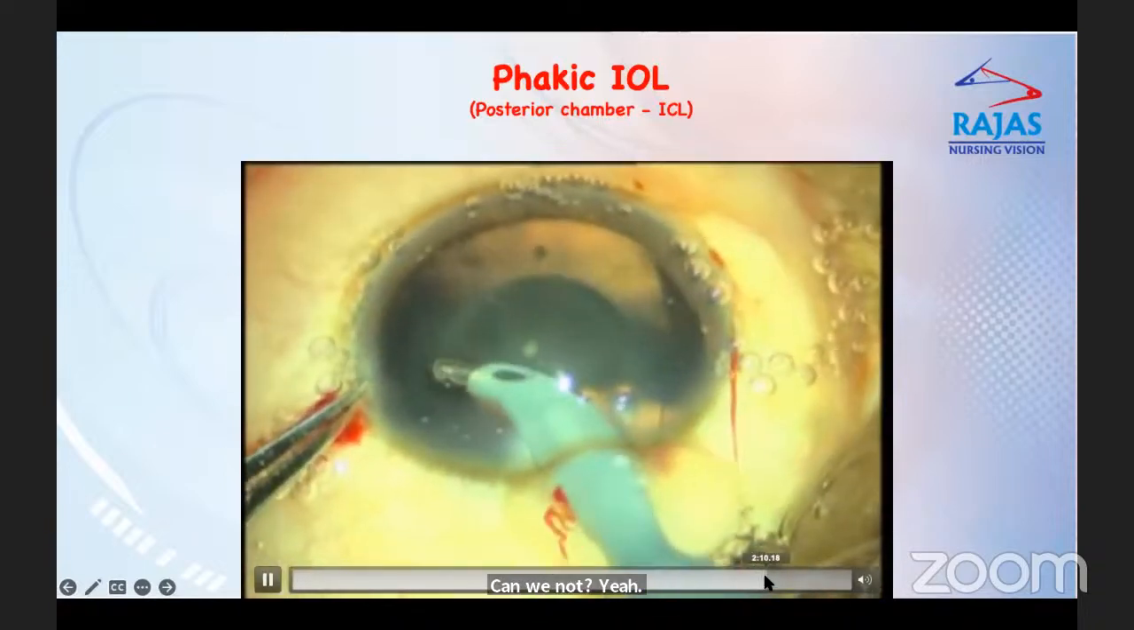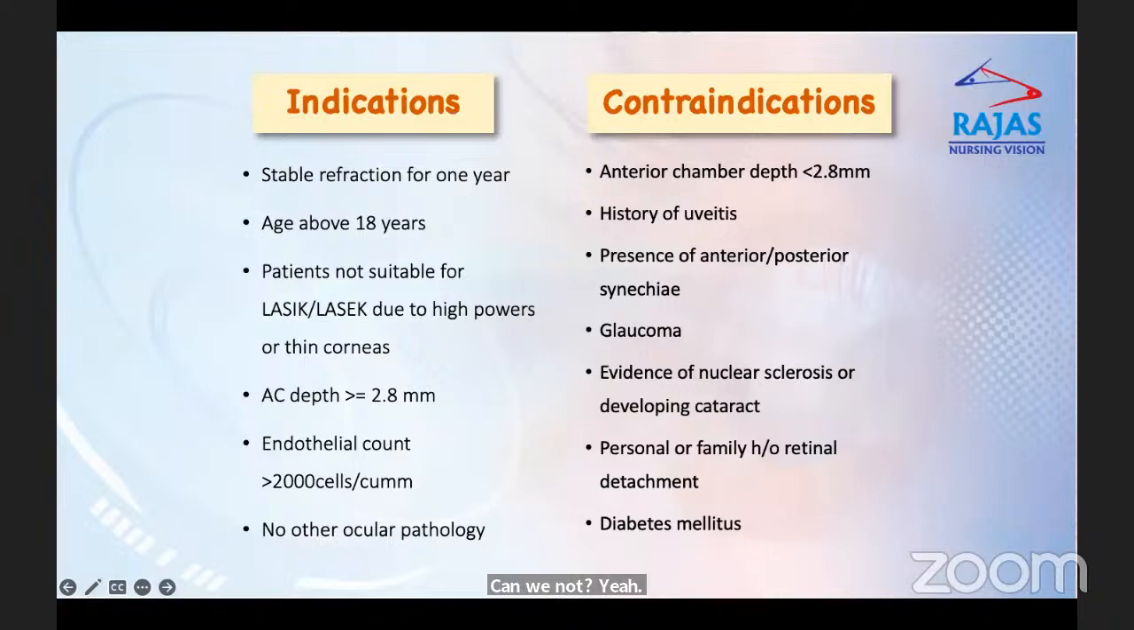This is a small video for the ICL. It's indicated for patients where LASIK is not the procedure of choice. The anterior chamber depth needs to be more than 2.8, and the endothelial count needs to be more than 2,000 to 2,500.